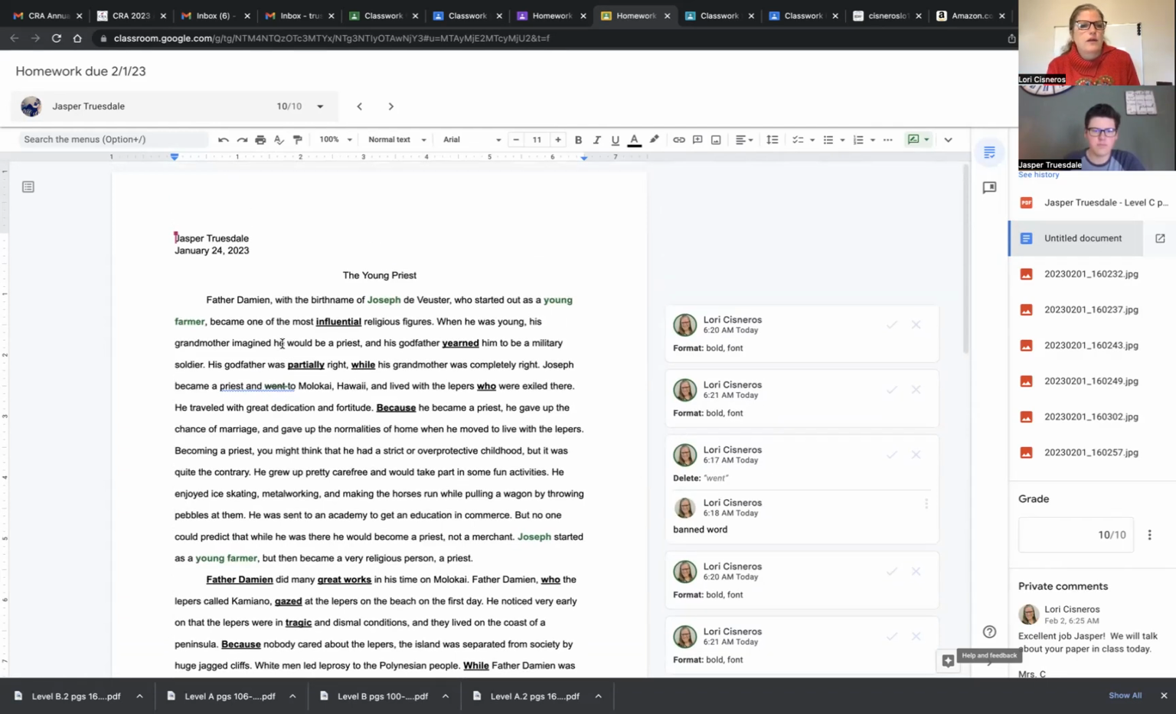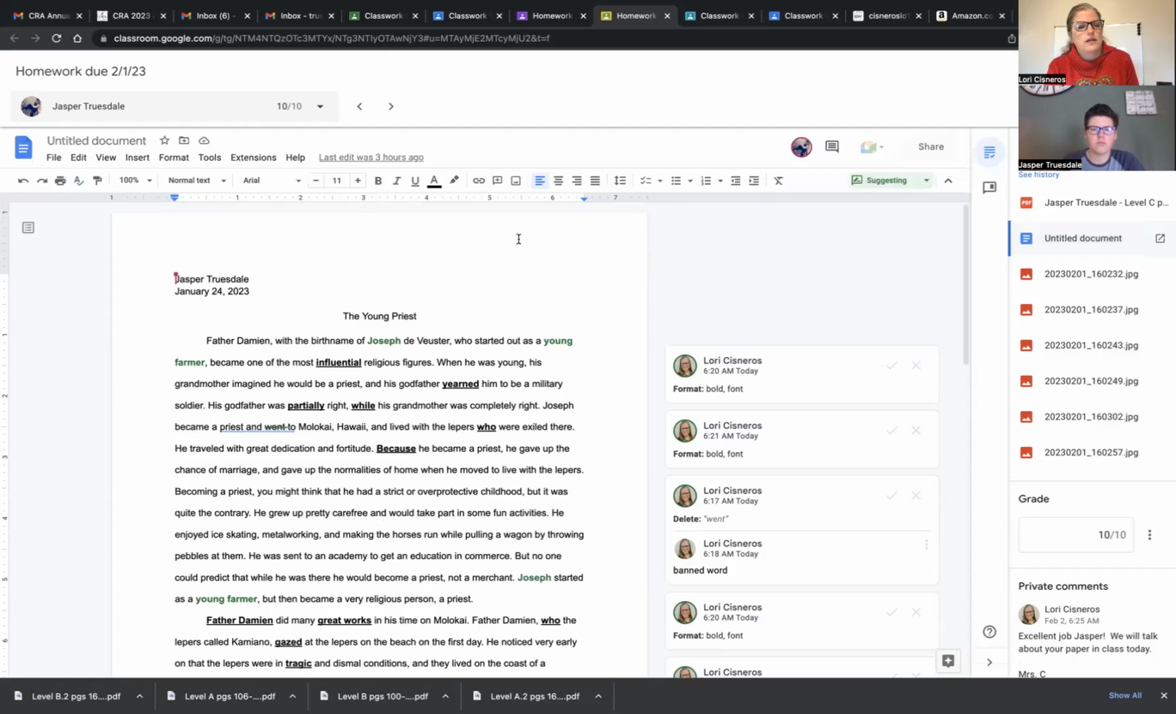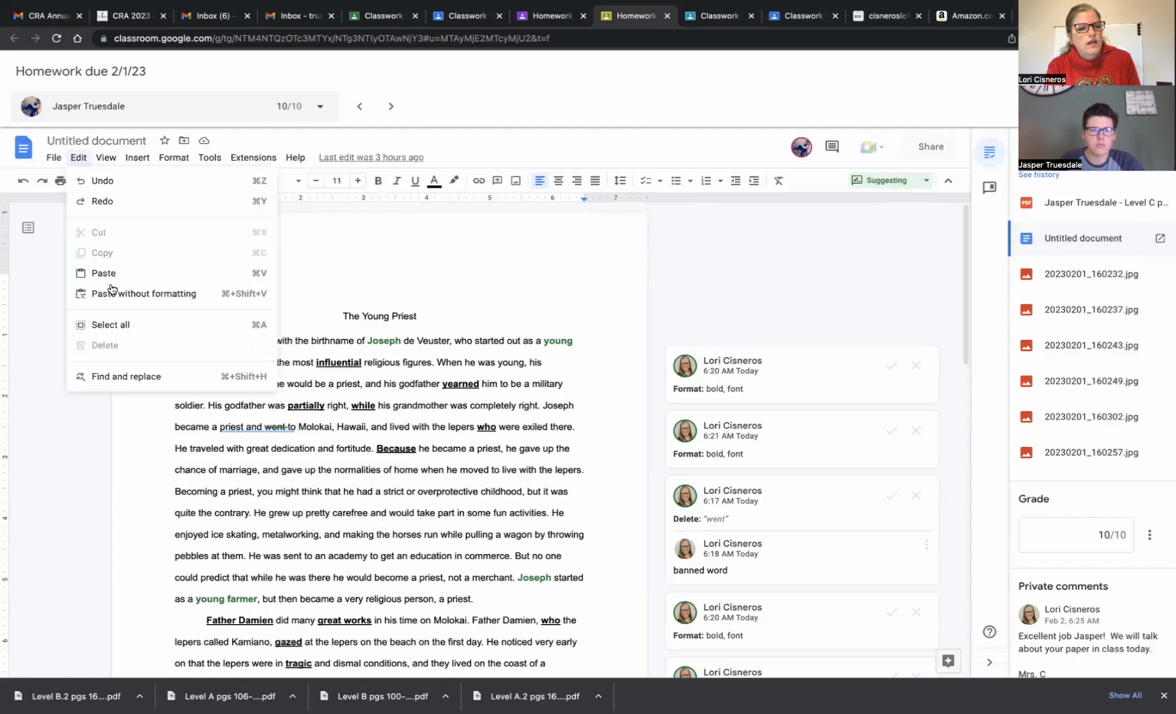I figured out something I wanted to show you about that. If you drop down this little menu right here and you go to edit, there's a place that says find and replace. I discovered that this morning.